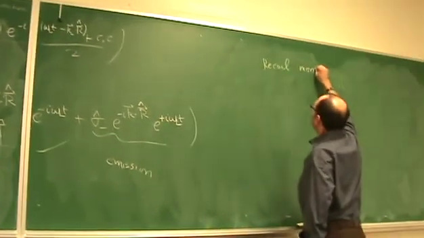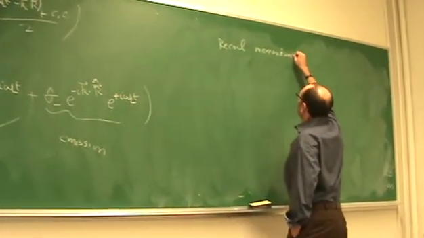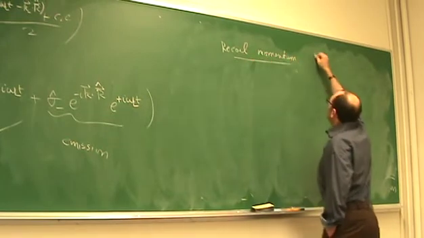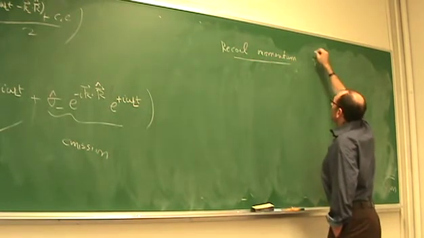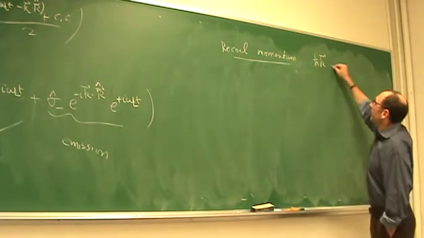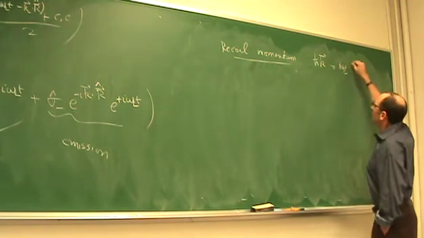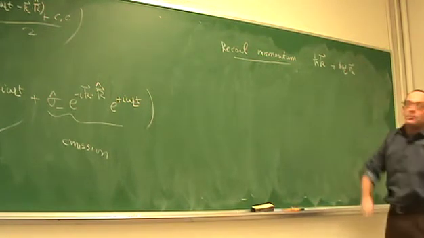And the recoil momentum is how much momentum does the center of mass pick up if it absorbs a photon? And the answer is h bar omega over c, in the direction of propagation.